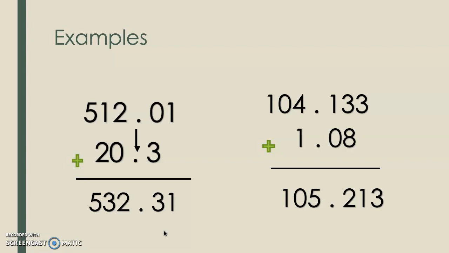On this other example on the right side, 104.133 plus 1.08. We put down the 3, and then we add 8 plus 3, which is 11, carry over the 1, which gives us 1 plus 1 equals 2. We put down the decimal, and then 4 plus 1 is 5, and we put down the 0 and the 1, which gives us an answer of 105.213.